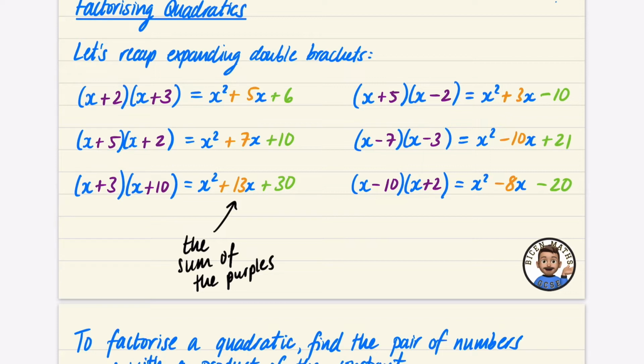And then the green one, I'm hoping that you've spotted that the green one is a result of these two numbers, the purples, being multiplied. So the green one is the product. Product just means the result of a multiplication. The product of the purples. So 2 times 3 is 6, 5 times 2 is 10, 3 times 10 is 30, 5 times negative 2 is negative 10, negative 7 times negative 3 is positive 21, and negative 10 times 2 is negative 20.